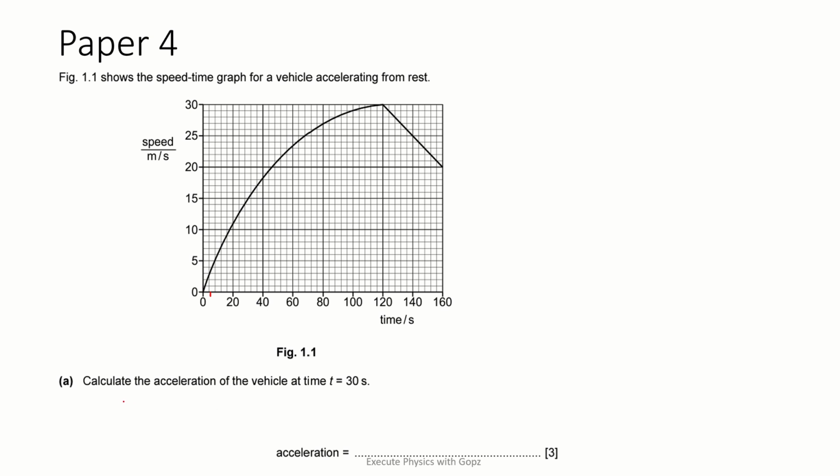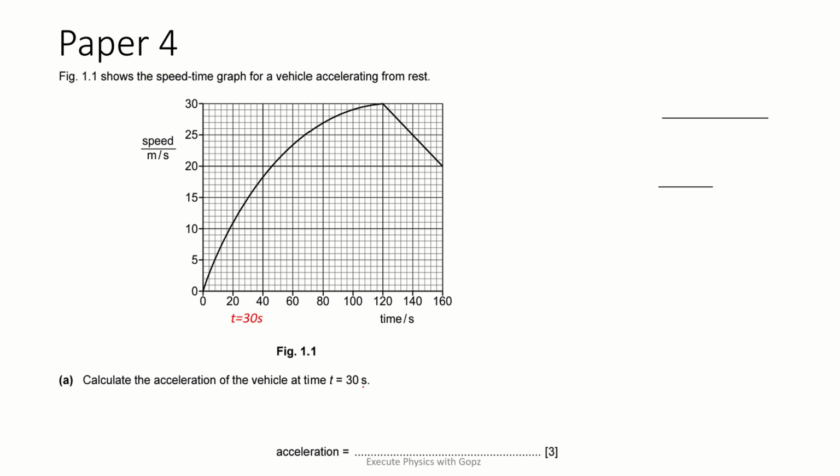So now the A part of the question is calculate the acceleration of the vehicle at time t equal to 30 seconds. So let's first plot the time t equal to 30 seconds. Keep in mind each division on the x-axis is 4 seconds. So keeping that in mind, 30 would be somewhere around here on the x-axis, and corresponding to 30, what would be the speed? It would be 14.5 meter per second.